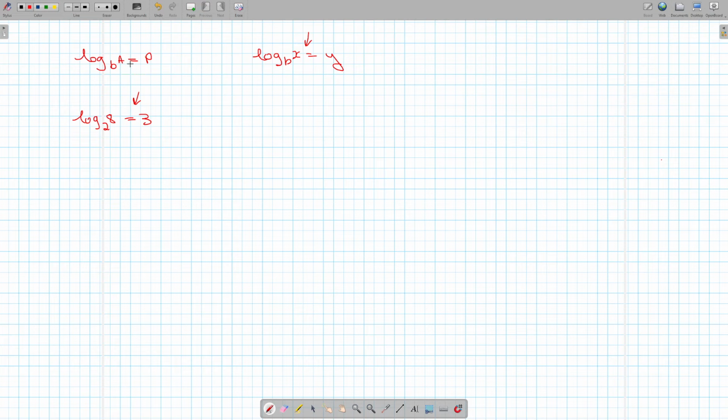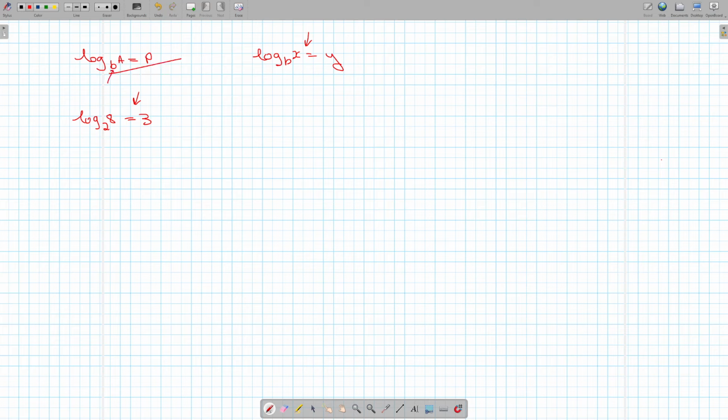If there's an easy way for you to remember it, it's BAP. Okay, BAP: base, answer, power. Let me give you an example. 2 to the power of 3 is equal to 8. If you take the log of both sides, base 2, no, I'm not going to explain it like this. When you see something like this, always BAP.